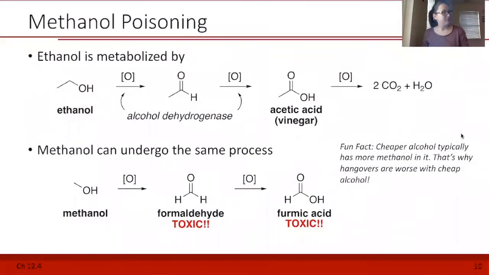Okay, guys, so we're going to talk about where we see oxidation in our bodies in real life. Many of you have heard of hangovers. So, ethanol is the molecule that is responsible for getting people drunk, it's what's in alcoholic beverages. Ethanol is metabolized by an oxidation process.